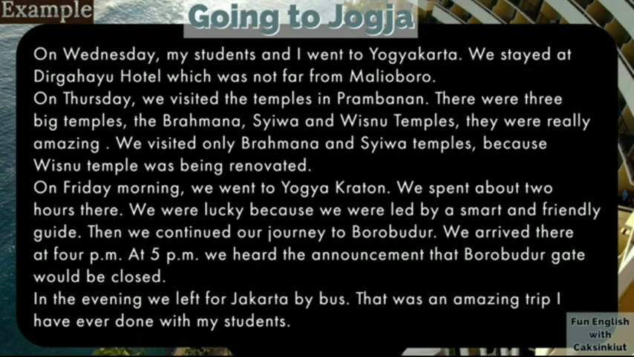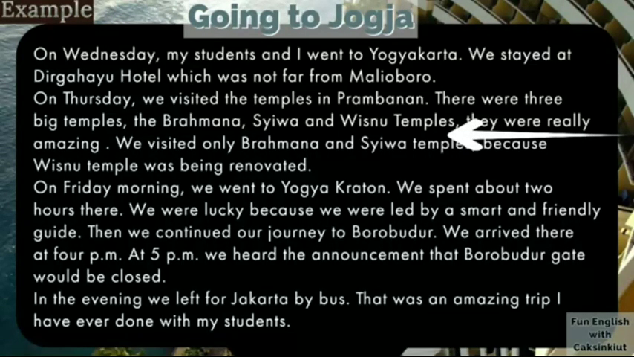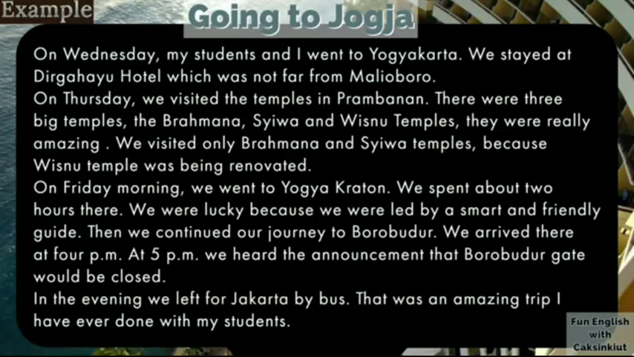And now let's analyze the events. There are 2 events in this text. First event is visiting the temples in Prambanan, and the second event is going to Yogyakarta. And what about the reorientation? The reorientation here is the writer saying that it was an amazing trip that she or he has ever done with his or her students. So here, the 3 generic structures of recount text are all present. So that is called a recount text.